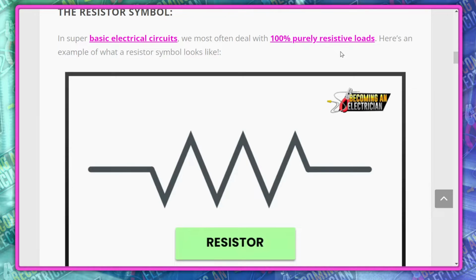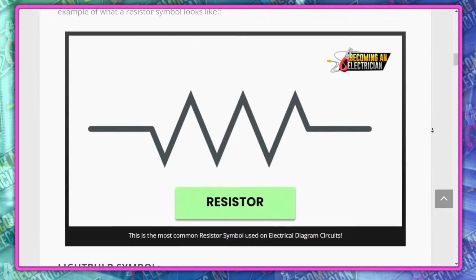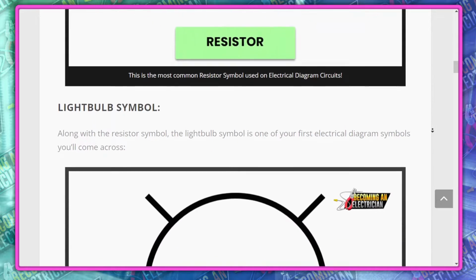But typically most loads, for example if you're on your computer or stuff like that, are not purely resistive, and that's where we're going to have to get into Pythagorean theorem, which we'll talk about in just a second.